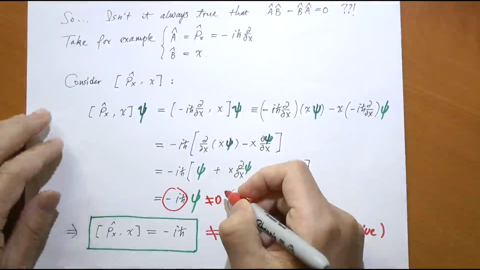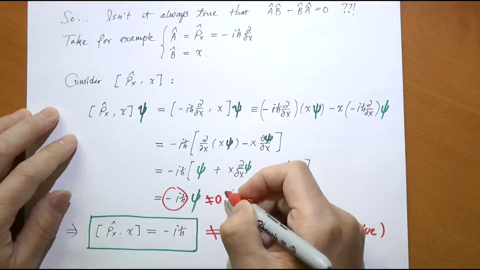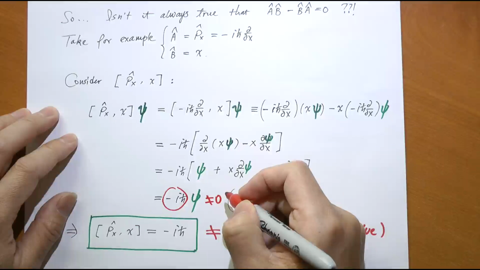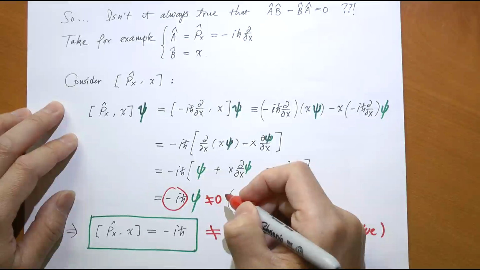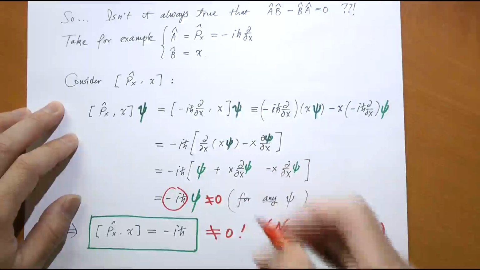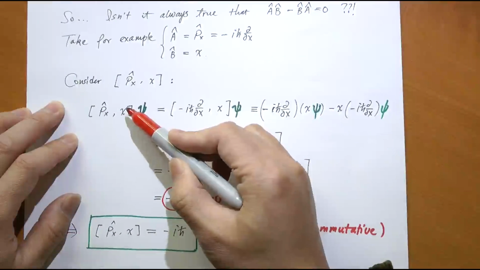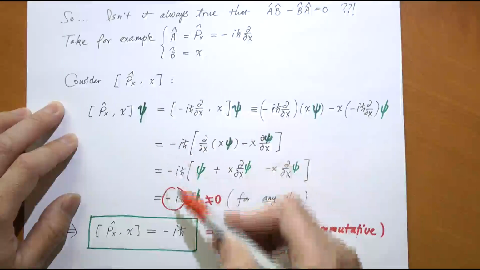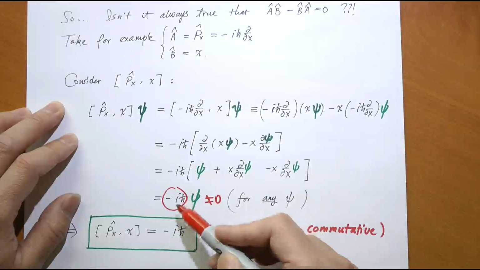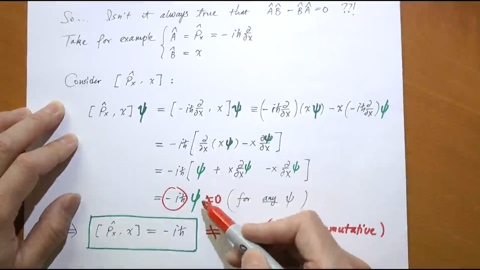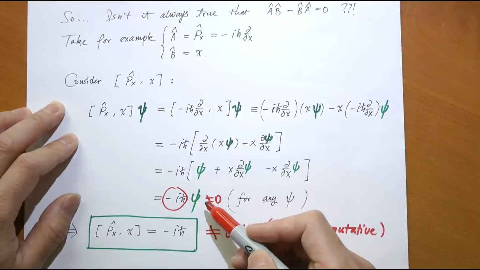This violates the condition that we just stated a moment ago, and that is for two operators to have the simultaneous eigenstate, they must have a commutator of 0 if we operate it on that particular simultaneous eigenstate. But here, you take that commutator between px and x, you operate on any wave function. You never get 0. You just get a constant negative i h bar times the same wave function. So that clearly violates that condition.